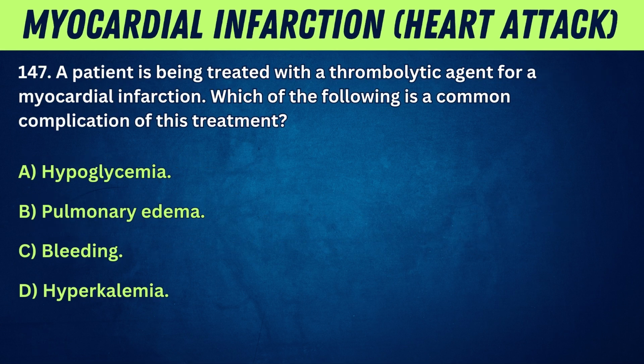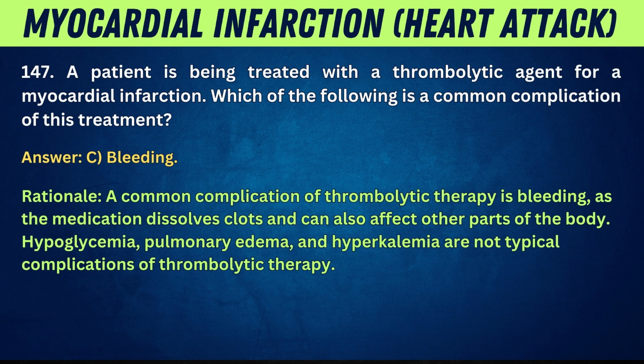147. A patient is being treated with a thrombolytic agent for a myocardial infarction. Which of the following is a common complication of this treatment? A. Hypoglycemia. B. Pulmonary edema. C. Bleeding. D. Hyperkalemia. Answer: C.